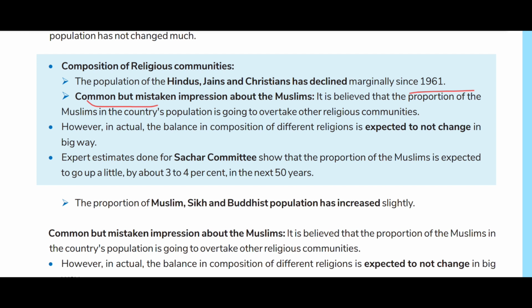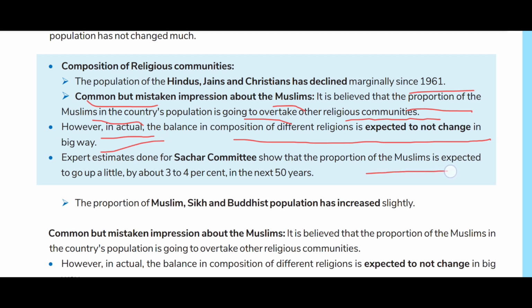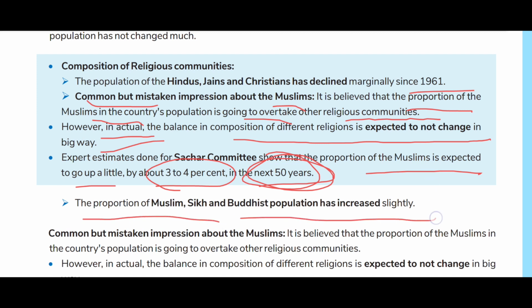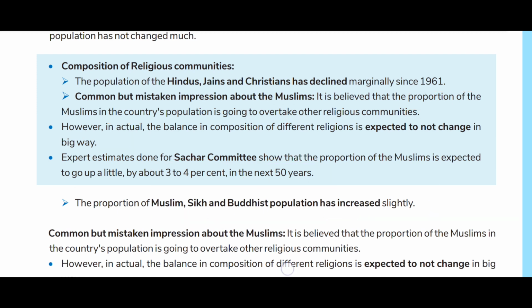Common but mistaken impression about the Muslims. It is believed that the proportion of the Muslims in the country's population is going to overtake other religious communities. However, in actual, the balance in composition of different religions is expected not to change in a big way. Expert estimates done for such a committee show that the proportion of the Muslims is expected to go up a little, by about 3 to 4% in the next 50 years. The proportion of Muslim, Sikh, and Buddhist population has increased slightly.